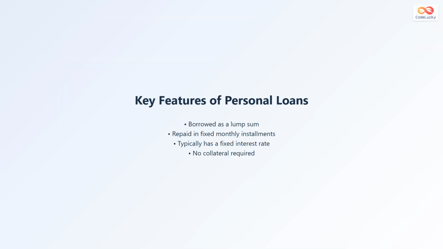Personal loans are disbursed as a lump sum amount that you receive in your account and repay with fixed monthly payments. They often have a fixed interest rate, making monthly repayments predictable. Since they are unsecured, you do not need to provide any collateral when applying.